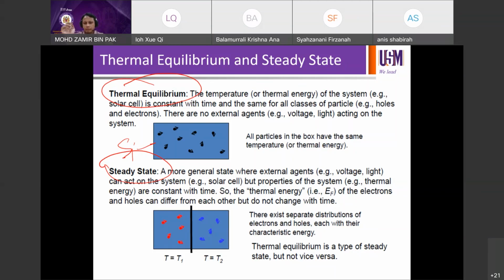So thermal equilibrium is a type of steady state. Thermal equilibrium is a type of steady state, but not vice versa, right? Thermal equilibrium is one type of steady state, but steady state is not thermal equilibrium. So that's what it means, right? So can you differentiate now between these two conditions, thermal equilibrium condition and steady state?